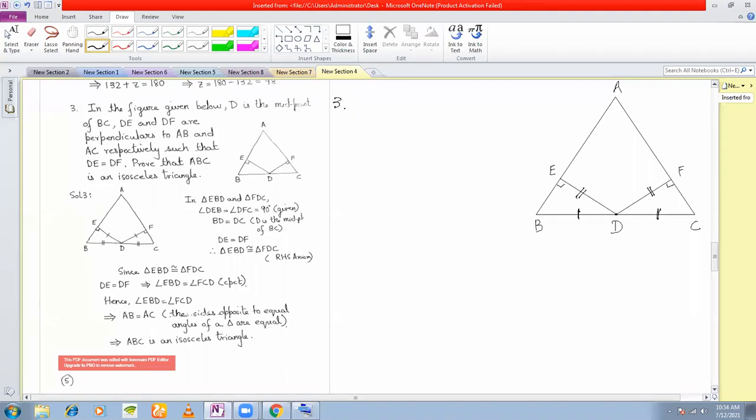Okay. Now the question is, prove that ABC is an isosceles triangle. The bigger triangle that you see here, you need to show that it is an isosceles triangle. How do you show it is an isosceles triangle? You can show that any two sides of the triangle are equal. Okay. But how do you show that the two sides are equal?